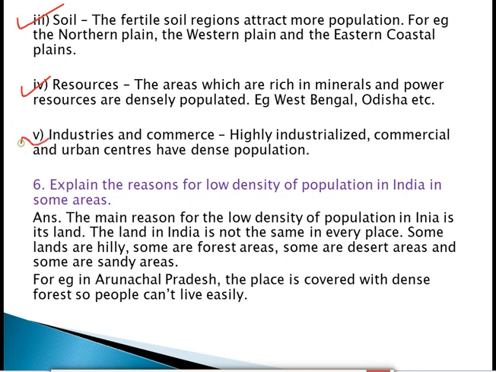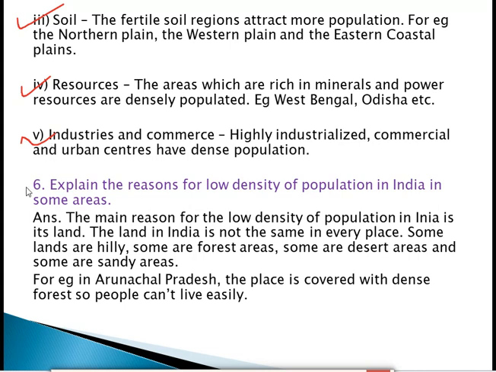Next is industries and commerce. Highly industrialized, commercialized and urban centers have dense population. Like you have seen in the metro cities like Delhi, Mumbai, etc. Most of the people from rural areas migrate to those areas. Why? Because of the employment opportunities. Those areas have a lot of industries, a lot of sectors where they can work, they can earn, and they can live happily.